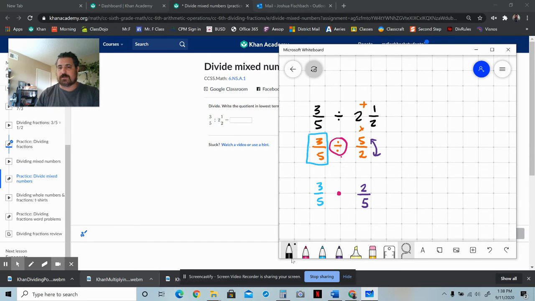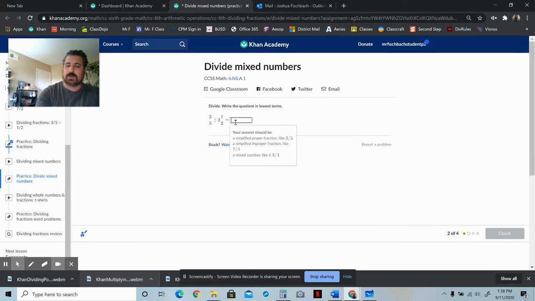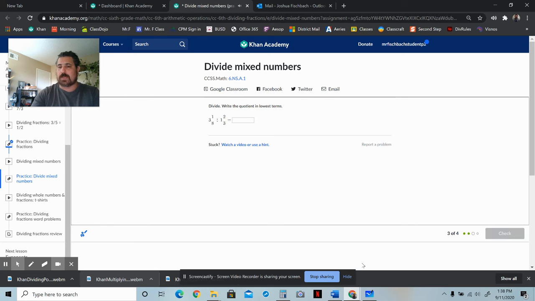3/5 times 2/5. Look for canceling anything on top and bottom. 3 and 2 have no common factor, 5 and 5 other than 1. So you're done with that. Just multiply across the top, multiply across the bottom, and you're golden. 3 times 2 is 6, and 5 times 5 is 25. So the correct answer here is 6/25. So you're going to go to your calculator here. You can put 6/25, and you're good to go.